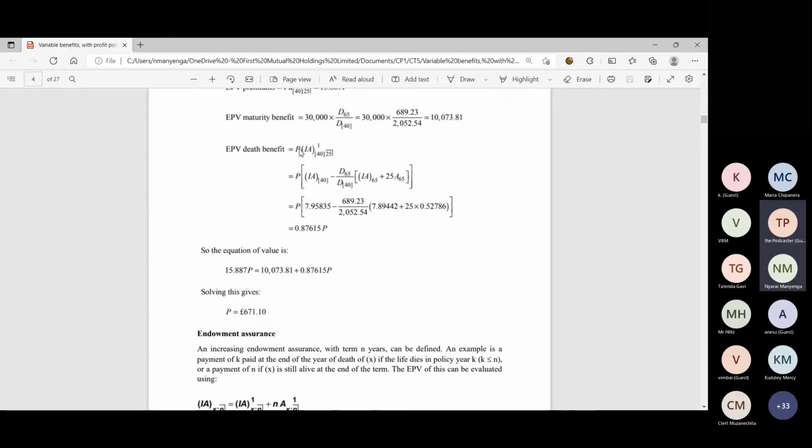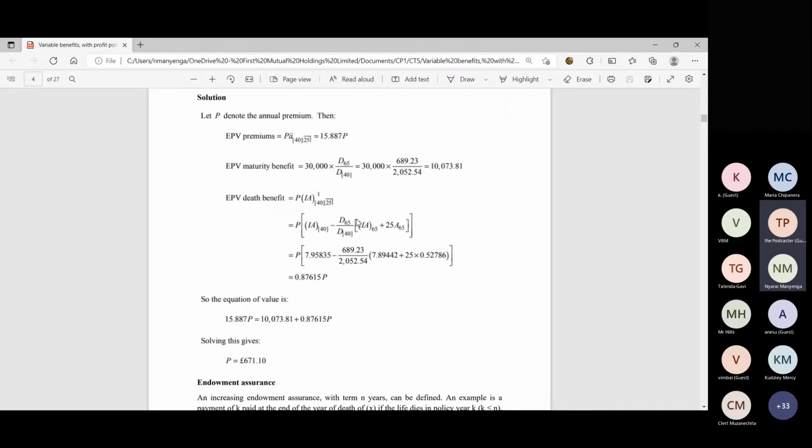And if we multiply by P, you'll find that at time 1, you pay P. At time 2, you pay 2P. At time 3, you pay 3P, and so on. So that's why this assurance function is appropriate.